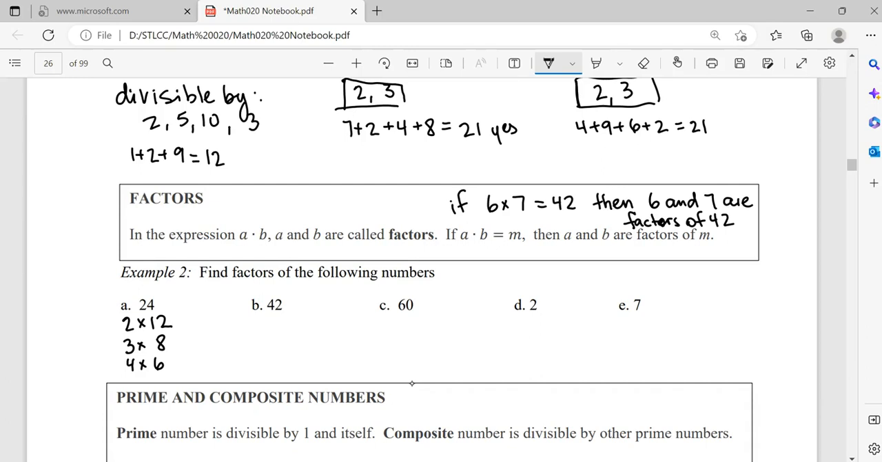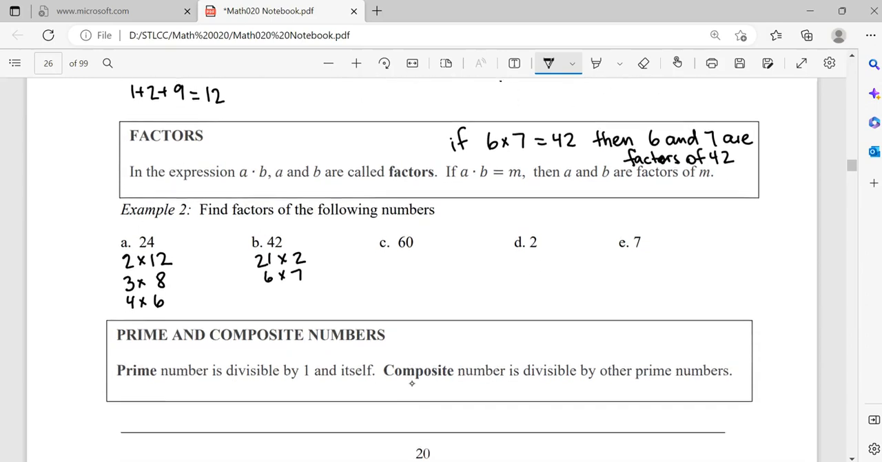42. How do you get 42? You can do 21 times 2. You can do 6 times 7. And that's pretty much it if we're just looking for two numbers. So let's just stick with two numbers. We're going to break them into smaller pieces a little bit later.